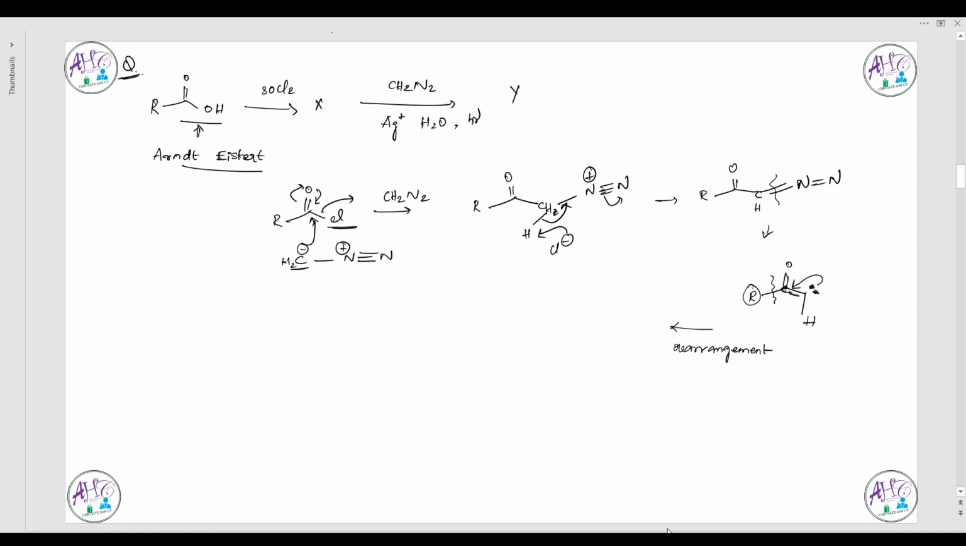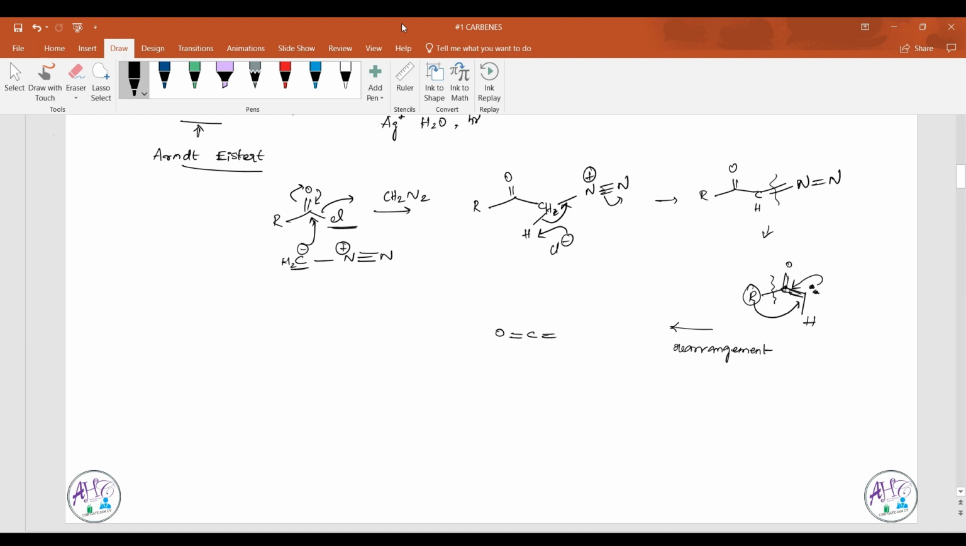So this R will now attack your carbene. This R will now get inserted in your carbene. So this will result in your ketene. We'll have your carbonyl group like this, and then we also have your carbon-carbon double bond.